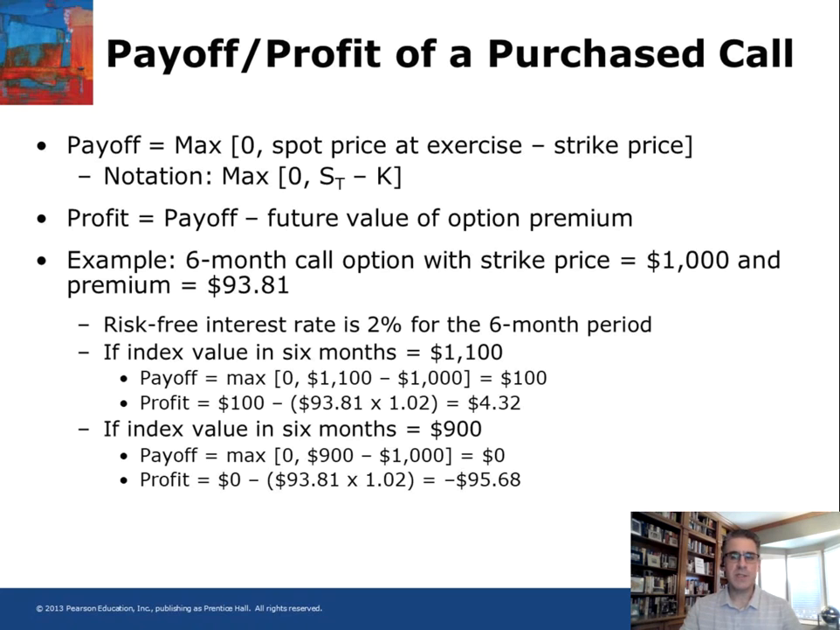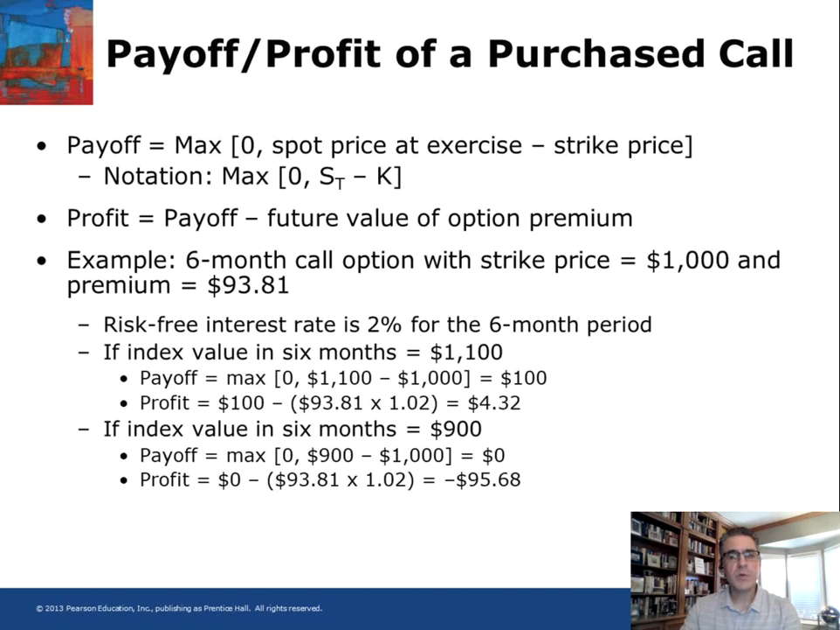The profit of an option takes the initial premium payment into account and is defined as the payoff less the time-adjusted future value of that premium. Let's look at an example. We have a 6-month call option with a strike price of 1,000 and premium of $93.81. We need to know the risk-free interest rate to time adjust the premium payments, and that's given here as 2% for the period. Note that it's not a continuous rate, just a factor of 2% for the 6-month period.